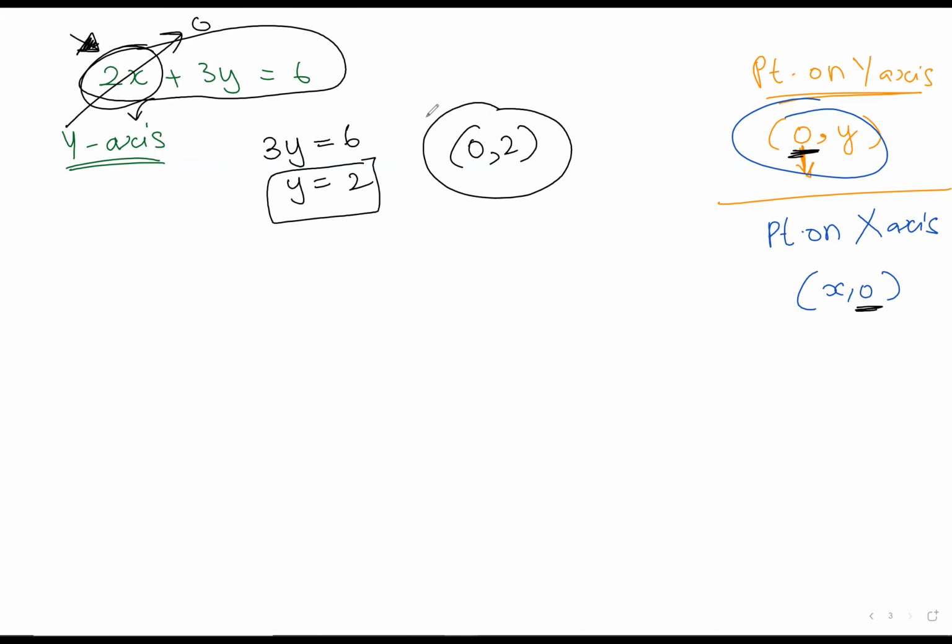So we don't have to sit and plot the whole thing. An easier way is, if you are looking at the y-axis, then you put x equal to 0. And if you're looking at the x-axis, then y equal to 0. So you just do that and you quickly find it out. I hope that's clear. If there's any doubt about this, please let me know.